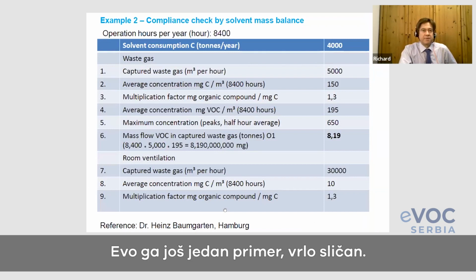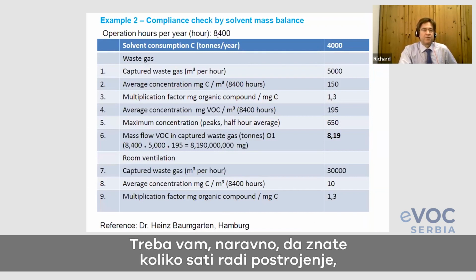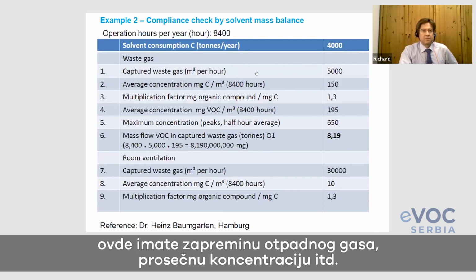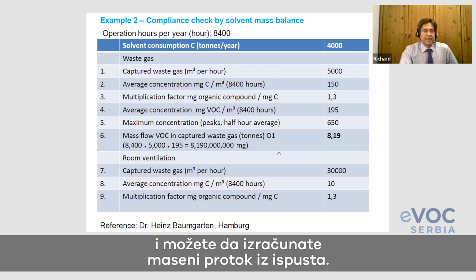Here's another example, but it's very similar. You need, of course, the hours of operation. We have here the waste gas volume, the average concentration, and so on. So you can calculate the mass flow coming out from a stack.